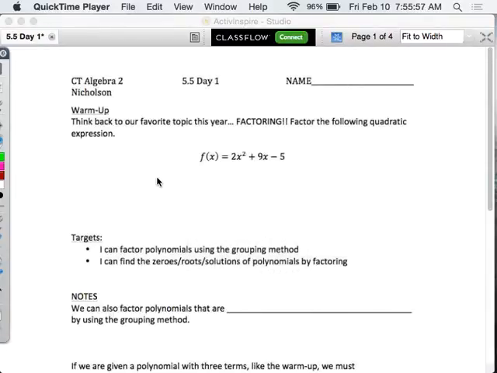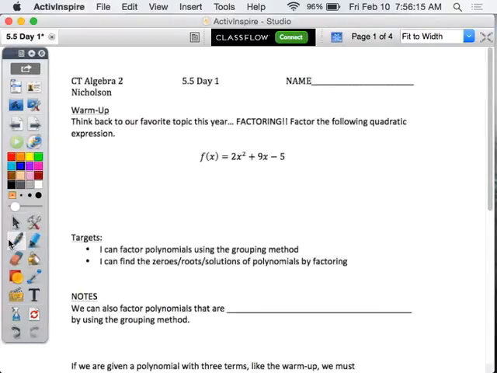So, today we're moving on. Today it's still chapter 5, but section 5. And we are thinking back to our favorite topic this year, which was factoring. Hooray! So, remember that we factored so that we could find the zeros.